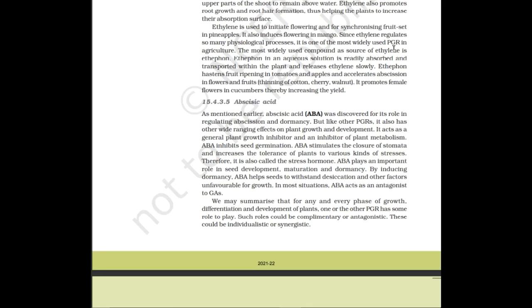Since ethylene regulates so many physiological processes, it is one of the most widely used plant growth regulators in agriculture. The most widely used compound as a source of ethylene is ethephon. Ethephon in aqueous solution is readily absorbed and transmitted within the plant and releases ethylene slowly. Ethephon hastens fruit ripening in tomato and apple and accelerates abscission in flowers and fruits. Thinning of cotton, cherry, walnut. It promotes female flowers in cucumber, thereby increasing the yield.